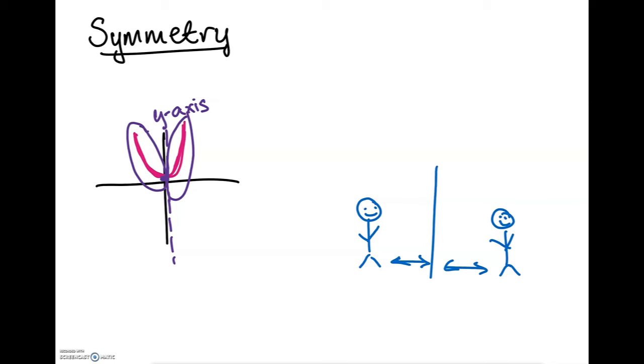So when it reflects like that, we say that it's symmetric. This parabola is symmetric with respect to the y-axis. So that means that it's symmetric across the y-axis. Now let's do the same thing in two other cases.